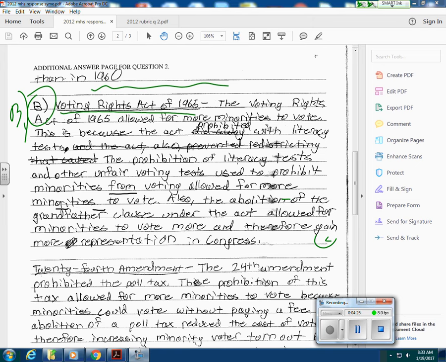This is because the act prohibited literacy tests. All right. So there's 1 point. It prohibited literacy tests. So he said what it is. But still, if it was defined or identified, he's got his point. He still has to go further. The prohibition of literacy tests and other unfair voting tests used to prohibit minorities from voting, there's the language from the question, prohibit minorities from voting, allowed for more minorities to vote. Also, the abolition of the grandfather clause under the act. That's not quite true, but we won't worry about that.